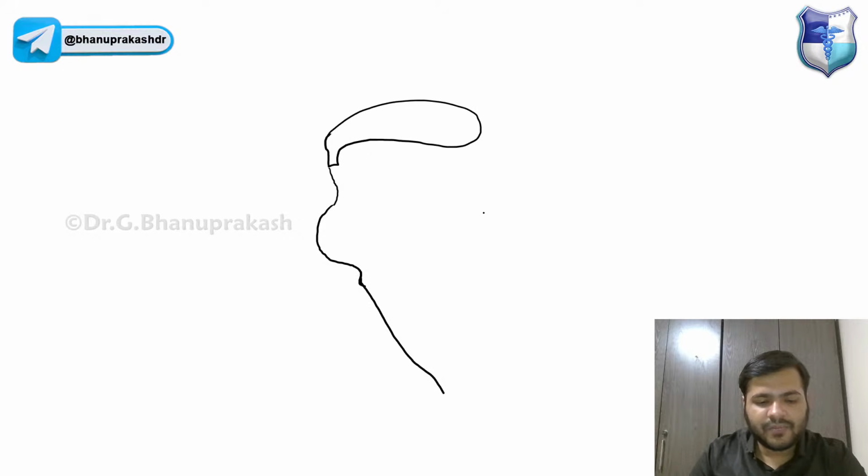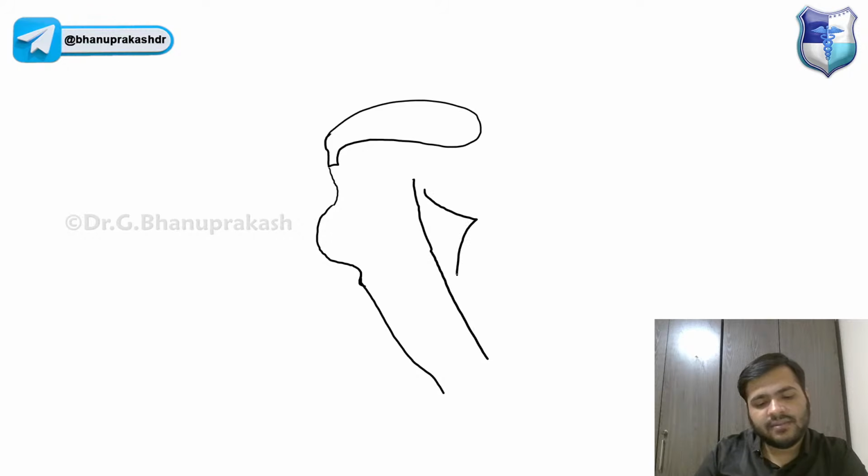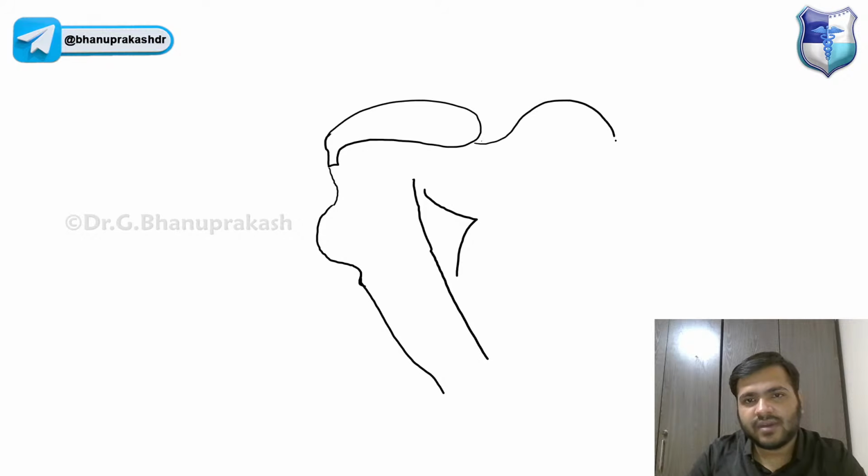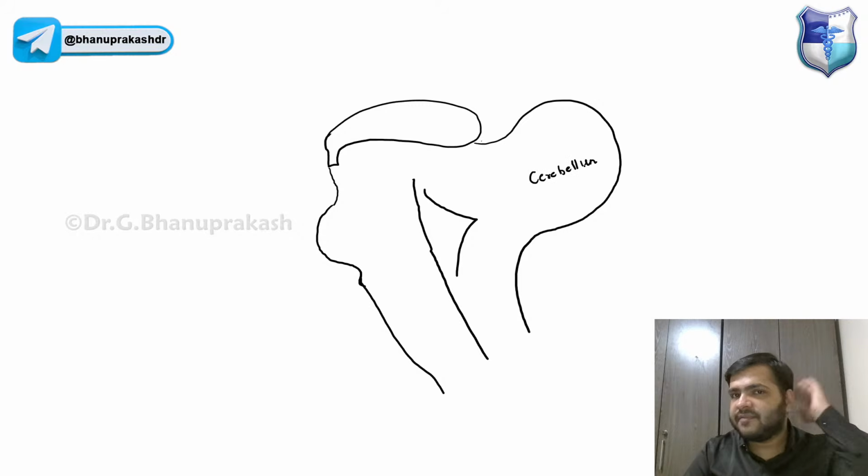Behind, guys, you already know, we have the floor of the fourth ventricle, and behind the floor of the fourth ventricle we have the cerebellum. So let us make it more simple, as you can draw. That is something you have to remember. So you already know this is the cerebellum. Behind we have the cerebellum.